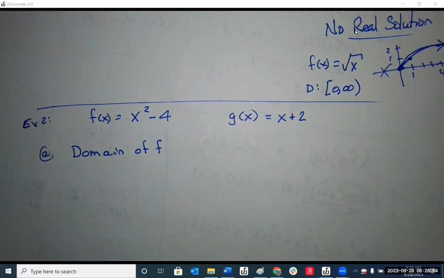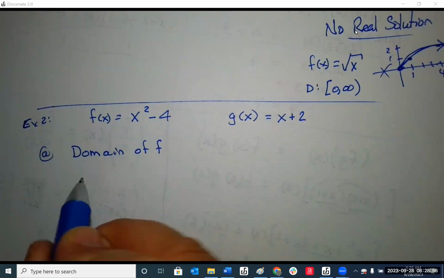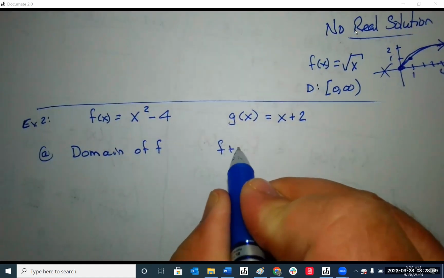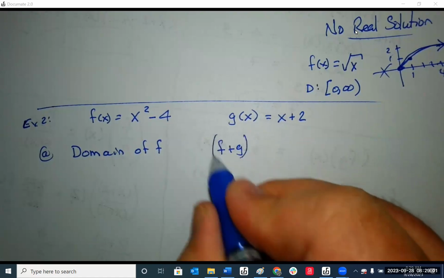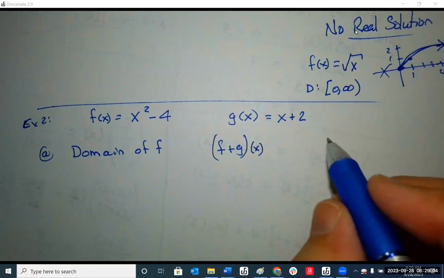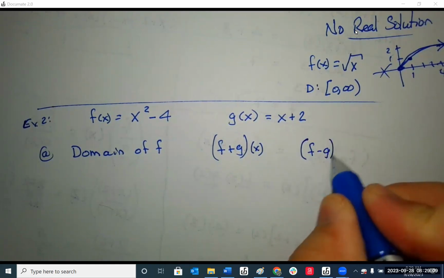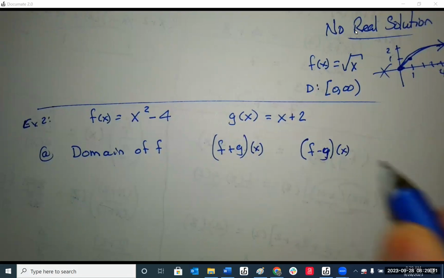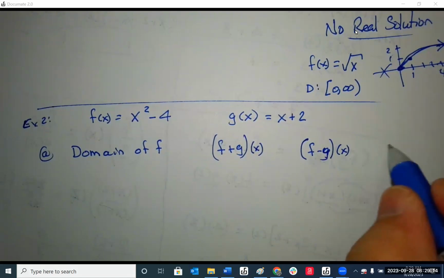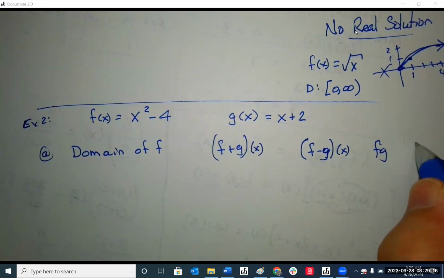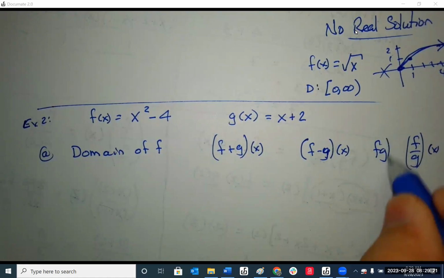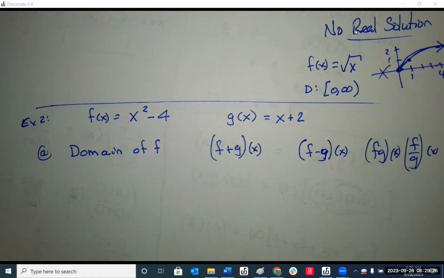The domain of f, find f of g of x, f minus g of x, f times g, and f divided by g of x. That's just part A. Let's first work these out.